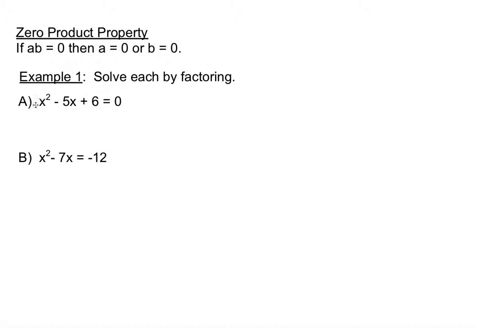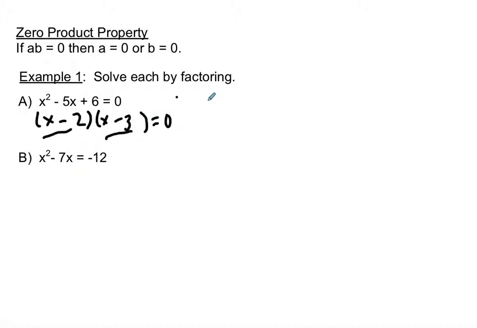So factoring this, what times what gives you x squared? That would be x times x. And then you want to think what multiplies to give you a positive 6 and adds to give you a negative 5. That would be a minus 2 times a minus 3. A negative 2 times a negative 3 gives you 6, and negative 2x plus a negative 3x gives you a negative 5x.